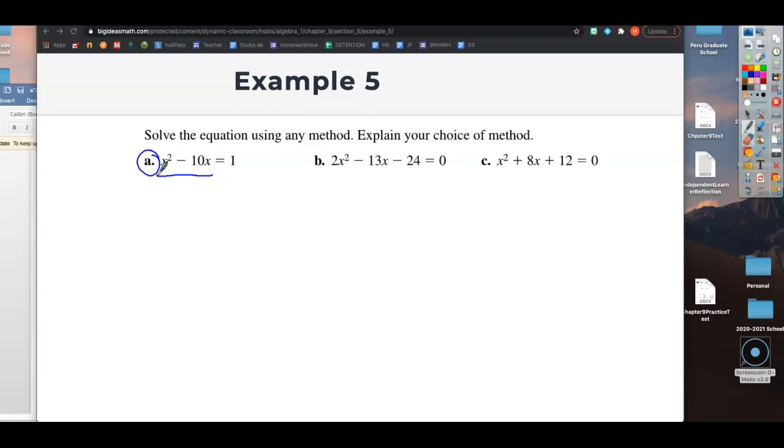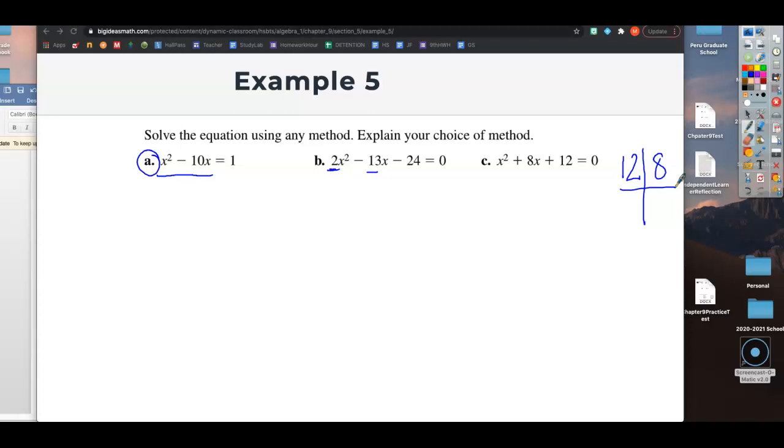For B, I would use the quadratic formula, because I need to get rid of this 2, but 13 doesn't easily divide by 2. Therefore, if I use completing the square, it's going to get messy answers. So that's when I would use the quadratic formula. If you use completing the square, you will get the same answer. And then the last one, I would use factoring, because I can take factors of 12 that add to 8. And that's the fastest method.